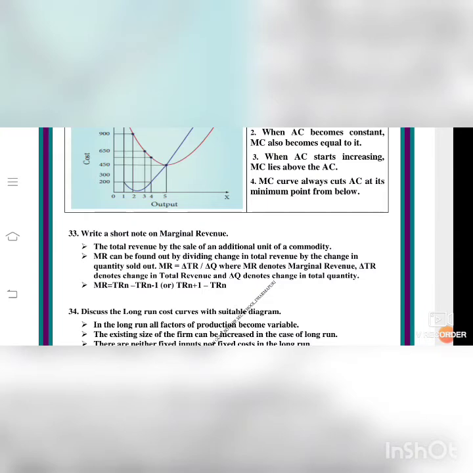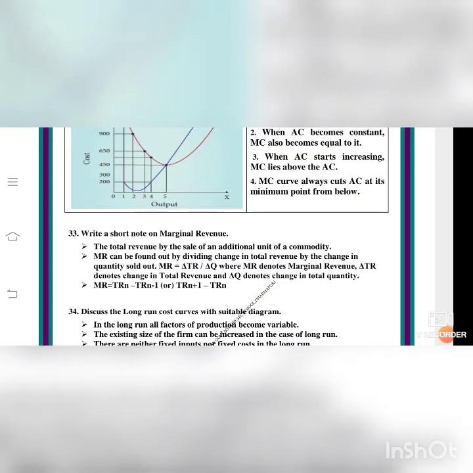Where MR denotes marginal revenue, and change in total revenue. So the third point you see, the formula for marginal revenue is very important. Marginal revenue is equal to total revenue TR(N), where N is the number of units, minus total revenue TR(N minus 1), number of units minus 1. Or the first formula you learn, that is enough: TR(N plus 1) minus TR(N). The first formula is very important.